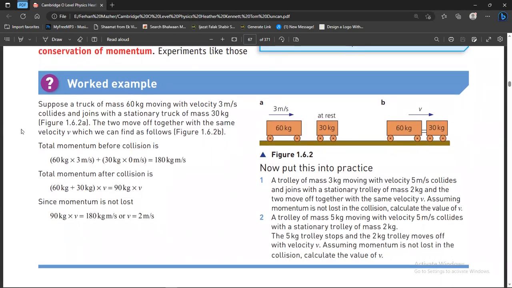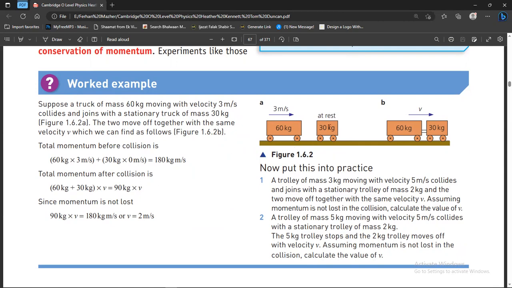So here we have a worked example. Suppose a truck of mass 60 kg moving with a velocity of 3 meters per second collides and joins with a stationary truck of mass 30 kg. The two move off together with the same velocity v, which we can find as follows. So the total momentum before the collision is the momentum of this plus the momentum of this. Its momentum will be 60 kg multiplied by 3 meters per second plus 30 kg multiplied by 0 meters per second.